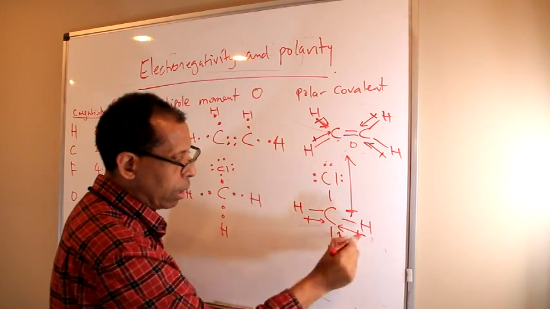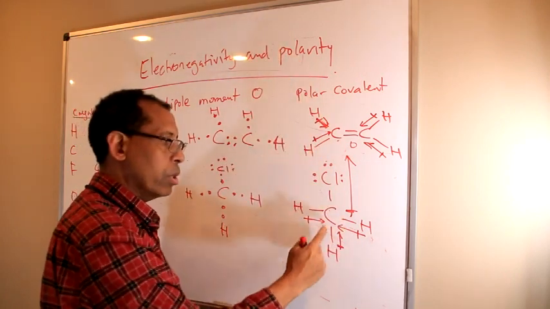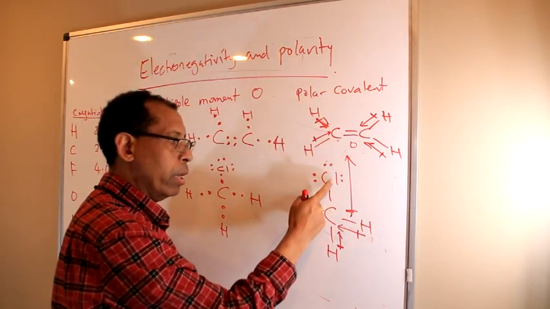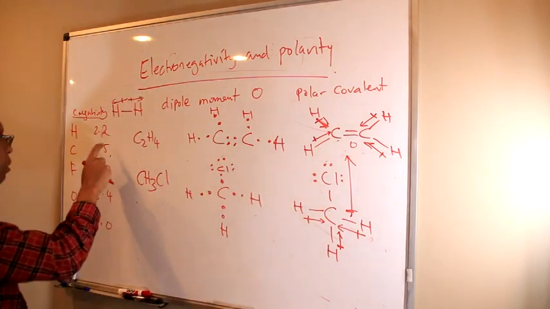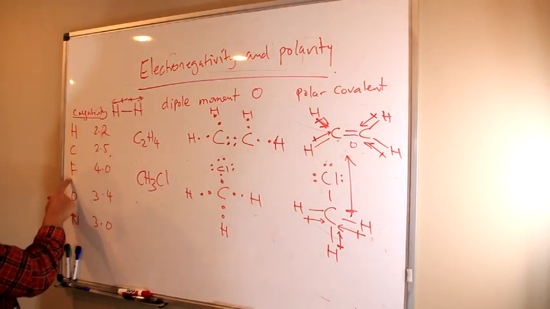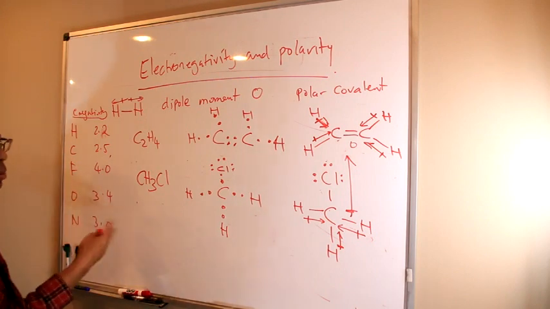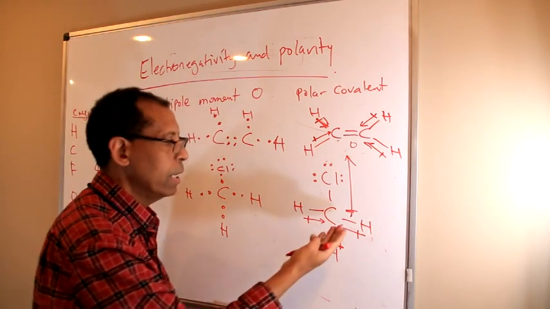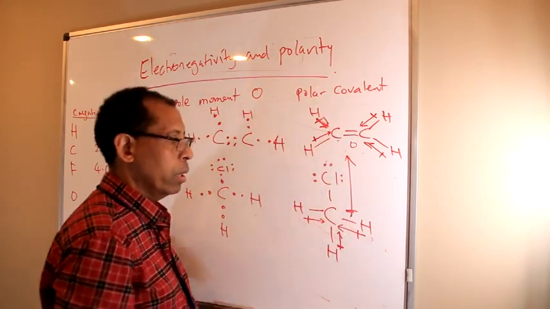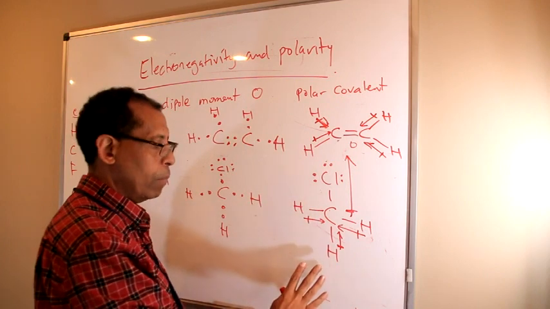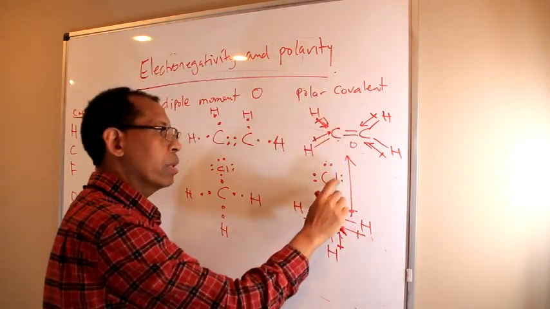Even though these ones are canceling out, in this direction the chlorine is the most electronegative atom. Carbon has only 2.5, fluorine has 4, so I believe chlorine should be close to 3.5 or 3.7. Therefore, there is a net dipole moment toward this chlorine. So most of the electron density, most of the electrons, are withdrawn toward this chlorine.